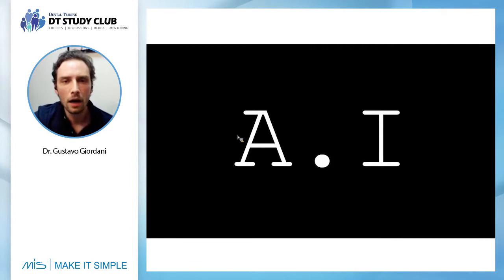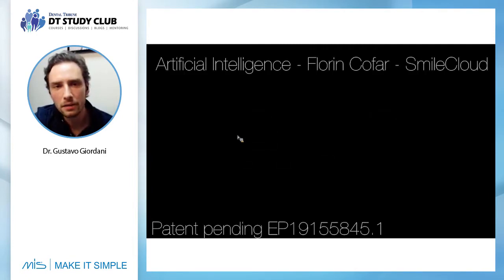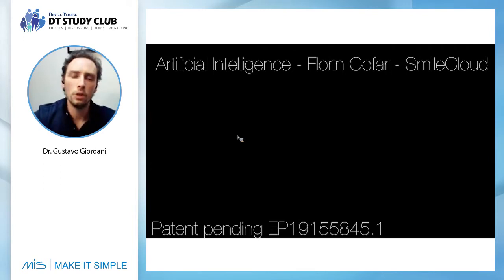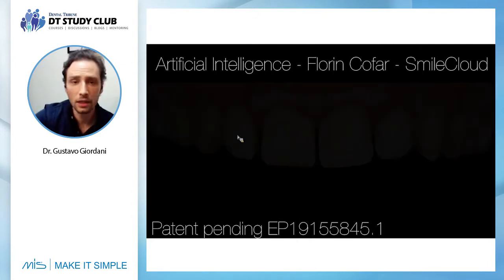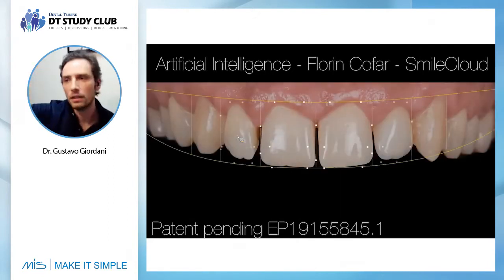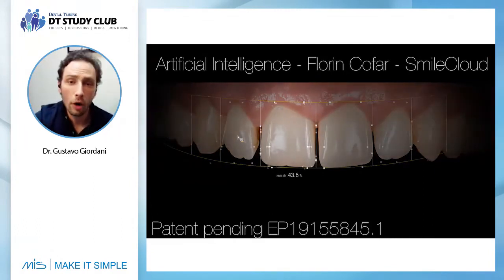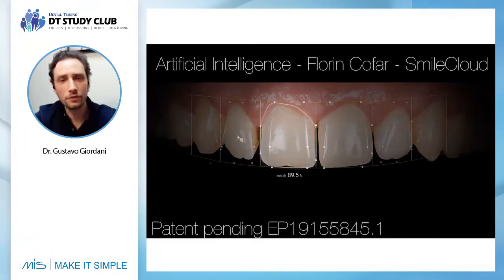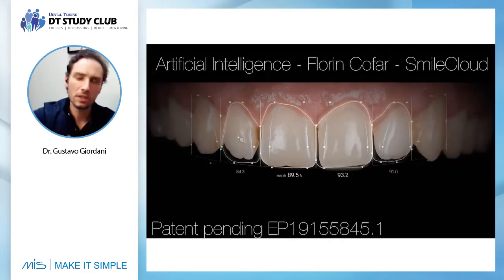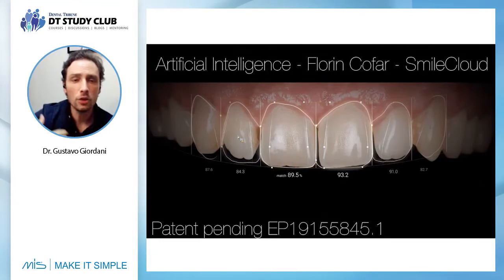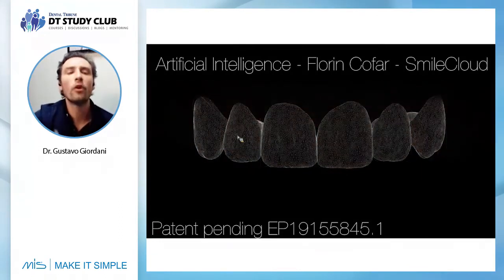And Florin created one very nice software called SmileCloud. SmileCloud is a software that you use from the internet, smilecloud.com. You take the pictures of the patient, you put them inside SmileCloud, and the software, by using artificial intelligence, will read the soft tissue format and will search for the best shape for your patient. And you can show this to the patient before printing the model.